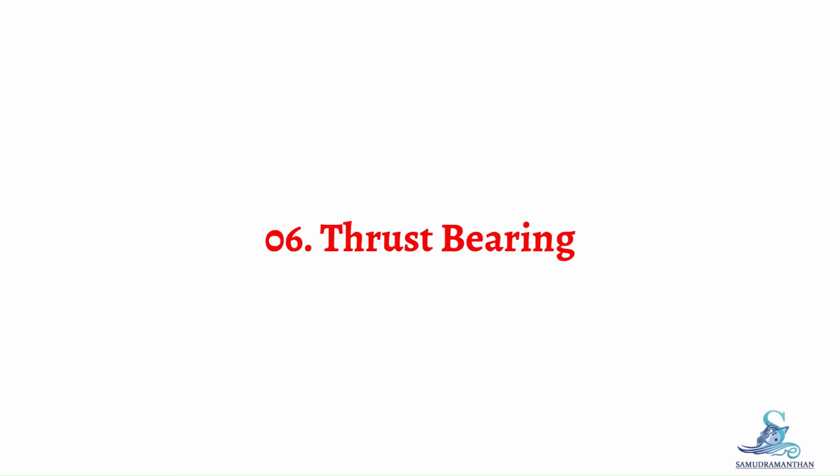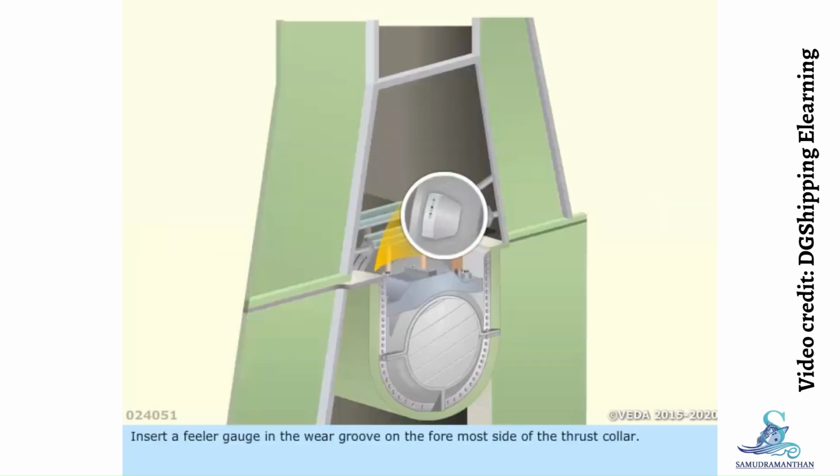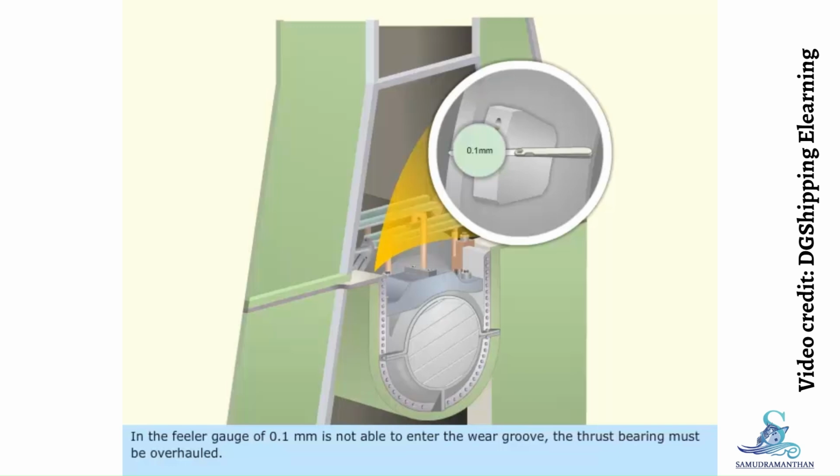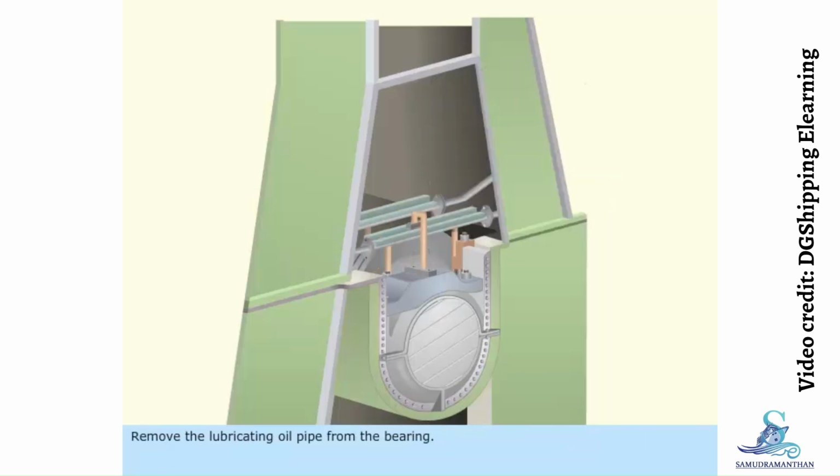Topic 6: Thrust bearing. Insert a feeler gauge in the wear groove on the foremost side of the thrust collar. If the feeler gauge of 0.1 mm is not able to enter the wear groove, the thrust bearing must be overhauled. Remove the lubricating oil pipe from the bearing. Remove the protective shield and the lubricating oil pipe. Remove the lubricating oil pipe.